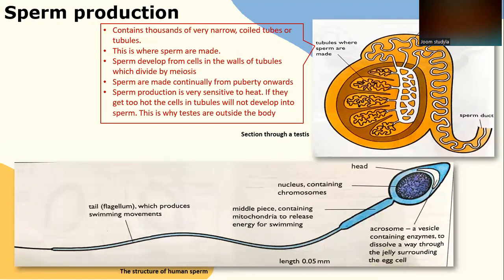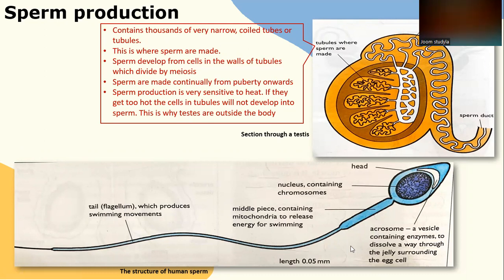Sperm develop from cells in the wall of the tubules, which divide by meiosis. Sperm are made continually from puberty onward. Sperm production is very sensitive to heat. If they get too hot, the cells in the tubules will not develop into sperm. This is why the testes are outside the body.